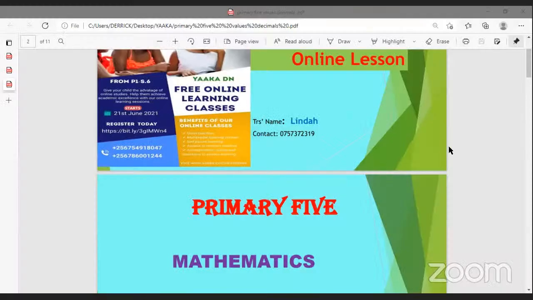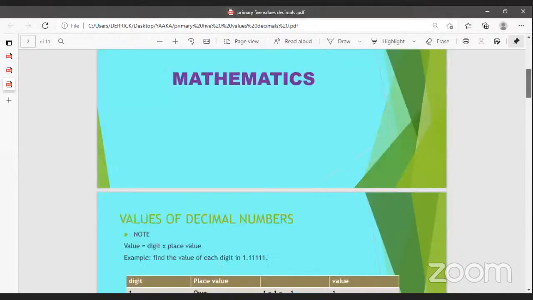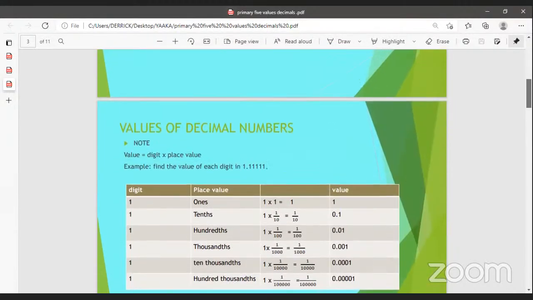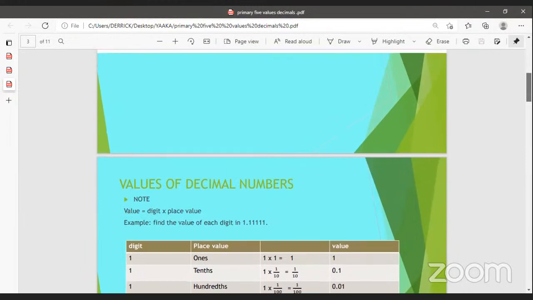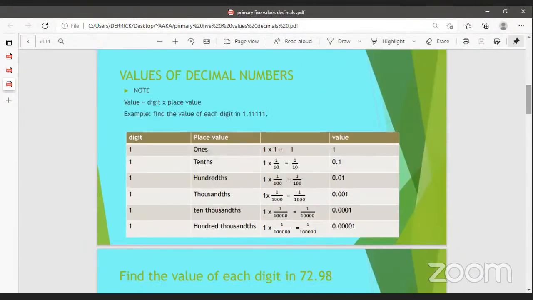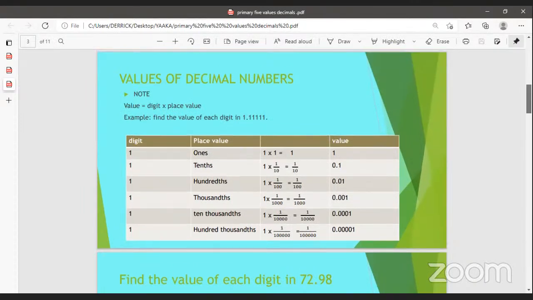Can you see my screen now? Yes. We are going to just go through this shortly because it's going to help us expand them. Place values and values of decimal numbers.